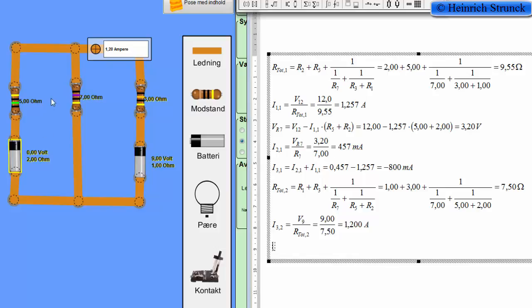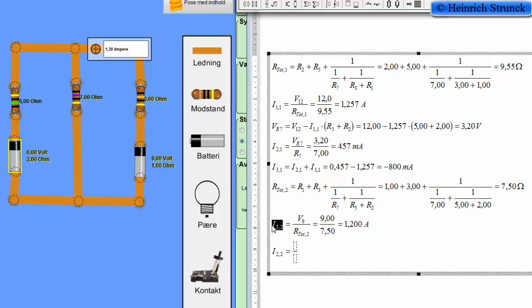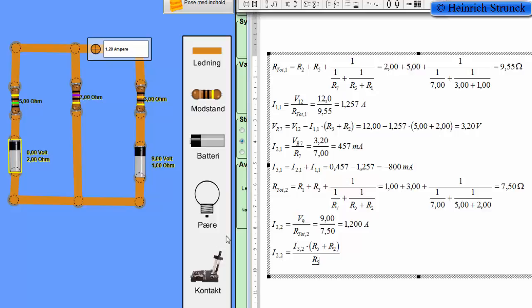Then we can calculate the current over here, for example I2, and we can use the formula for the current divider. So current number 2 in the second situation, that is the total current, I3 in the second situation, multiplied by the resistance where the current doesn't flow. That is the resistance over here. So R5 plus R2, and then divided by all the resistance in the parallel connection. We got R5 plus R2 in one branch and R7 in the other. We can put in the numbers.